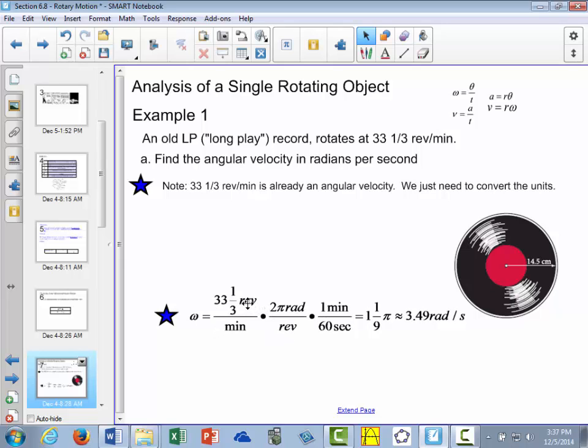We need to get rid of the revolutions. So 2 pi radians is the same as 1 revolution. And there's 60 seconds in every minute. And when we multiply these out, you'll see how the revolutions cancel out and the minutes cancel out, and we end up with radians per second. So multiplying through, we end up with 1 1/9 pi, which is approximately 3.49 radians per second.